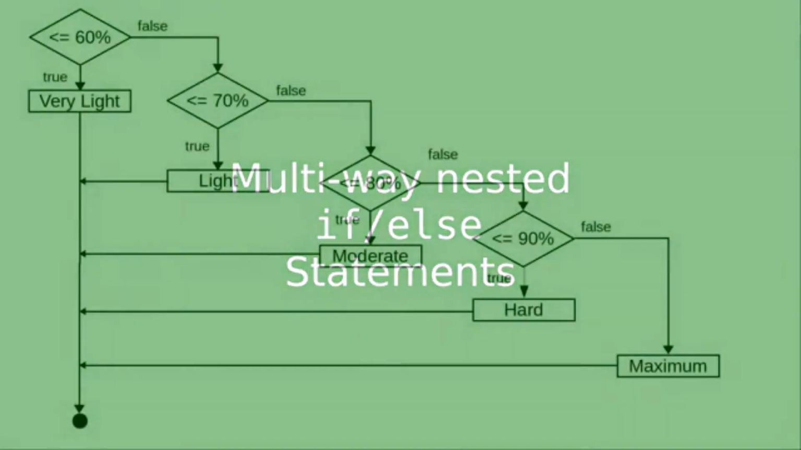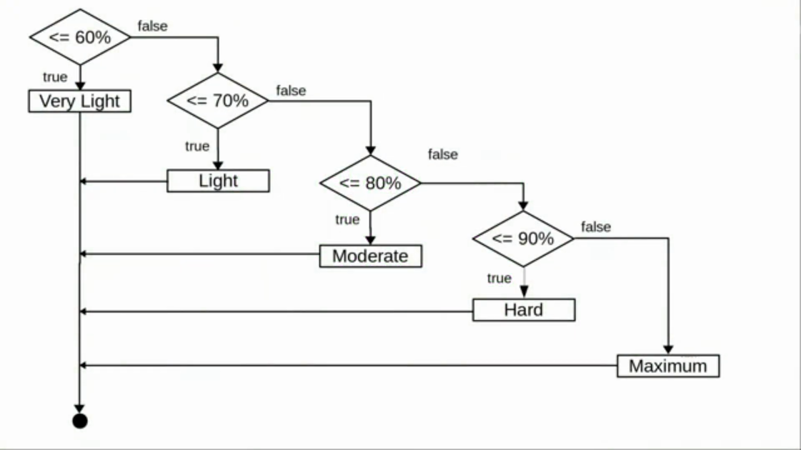Here's the flowchart for what the book calls a multi-way if-else. Depending on the percent of your maximum heart rate, this tells what training zone you're in. Let's try it with 73% of your maximum heart rate. Is 73% less than 60%? No, it isn't. That leads us to another question.